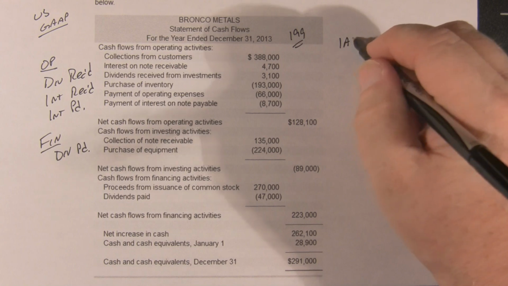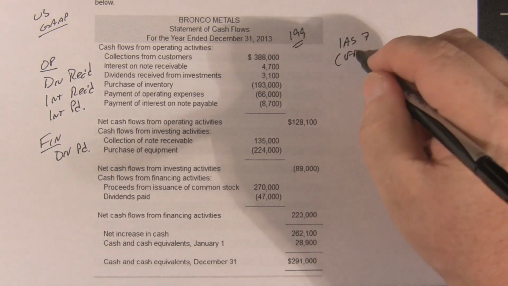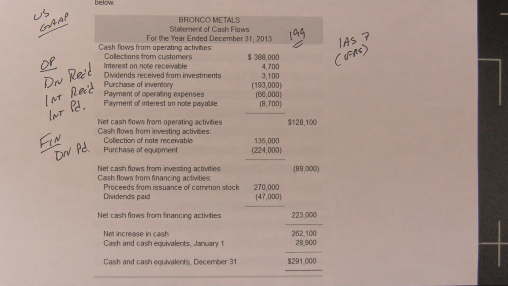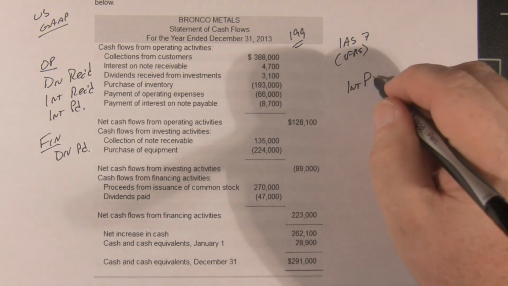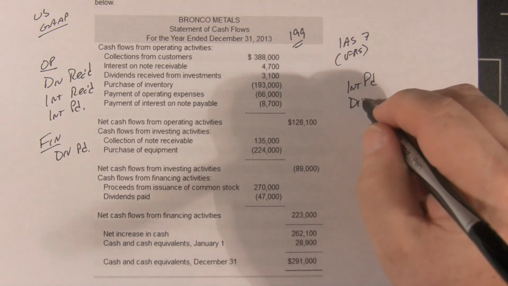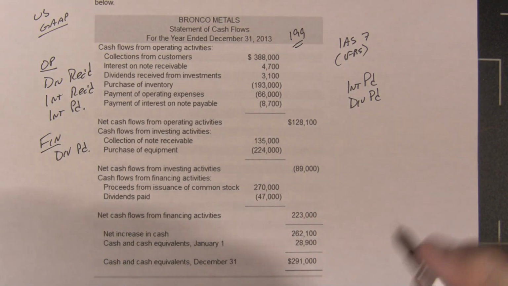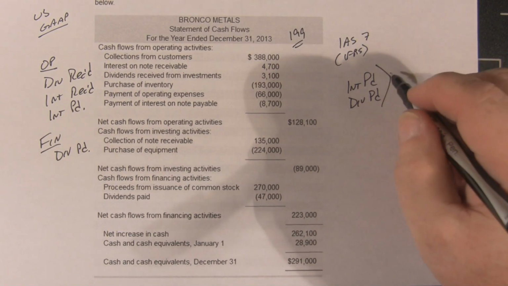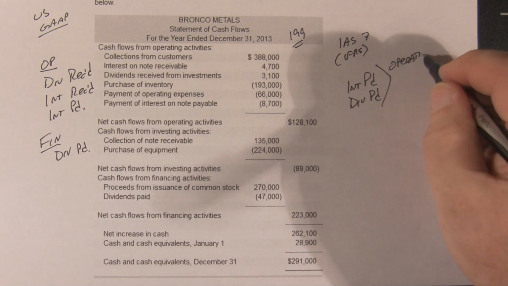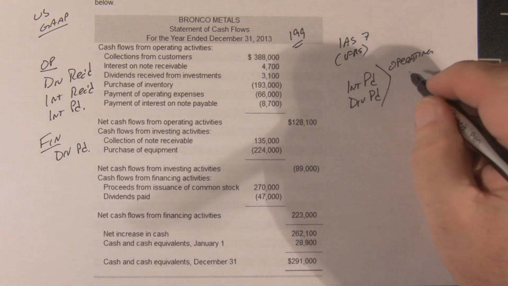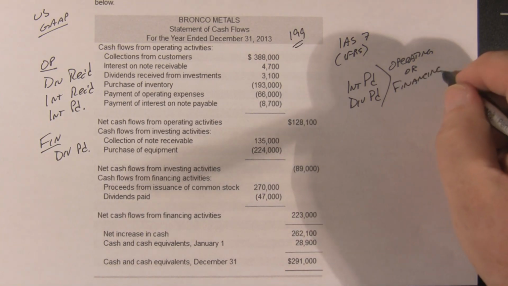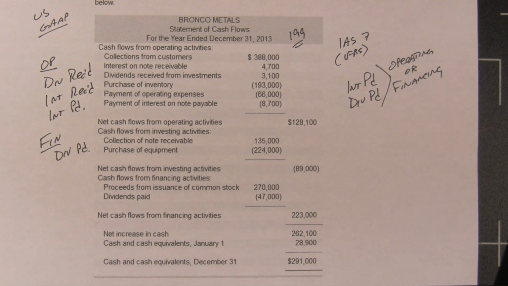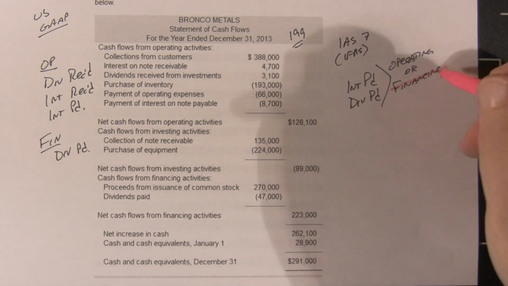Now, IAS number 7, that's the IFRS requirement, the International Accounting Standard number 7, says that interest paid and dividends paid can be treated as either operating or financing. And in that case, financing is both preferred and more common. So I'll just highlight that for you.